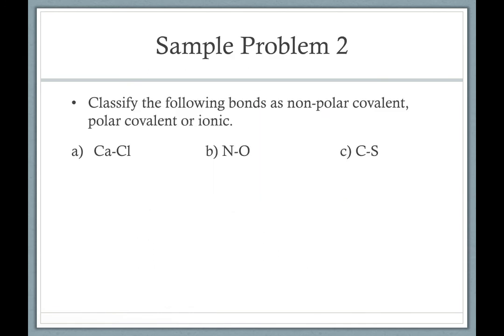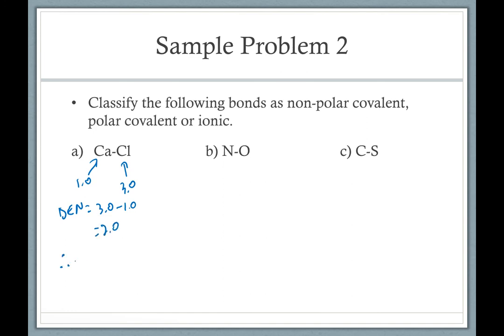So we have one more sample problem. In here, it's asking us to classify the bonds as nonpolar covalent, polar covalent, and ionic. And I'll add an extension to that to indicate any charge buildup that happens. To do this, we're going to look up on the periodic table for the electronegativities. If we look at calcium, we have 1.0. If we look at chlorine, that is 3.0. So we're going to calculate our delta EN, and we have 3.0 minus 1.0, and we get 2.